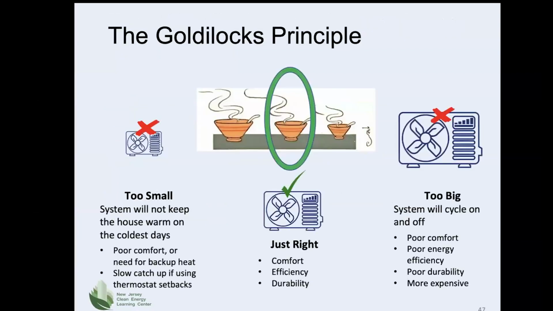This slide summarizes the reasons for right-sizing the heat pump. The advantages to right-sizing are greater occupant comfort, higher energy efficiency, longer equipment life, and increased reliability. If a system is sized too small, then it will not keep the house warm on the coldest days. Additionally, a unit that is sized too small may be slow to catch up after the overnight setback. A system that is too big will inevitably cause short cycling, resulting in poor energy efficiency, shorter equipment life, less reliability, and poor occupant comfort in terms of temperature, draftiness, and noise. Oversizing will also increase the equipment cost.